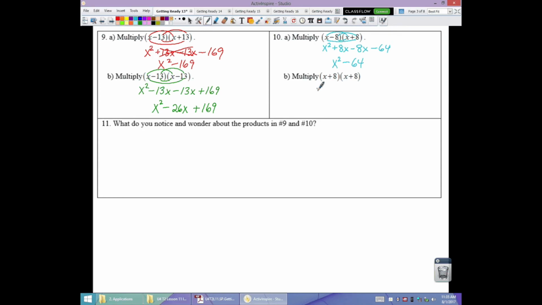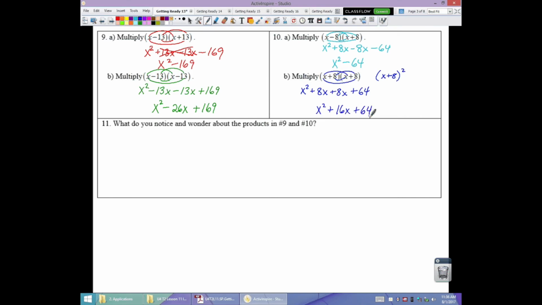For part B, the binomial squared, right? Really what we're doing is x plus 8 squared. We do first times first, x squared, outers, 8x, inners, another 8x, and last, 64, positive 64. The middle terms are alike. We add 8x and 8x to get 16x.